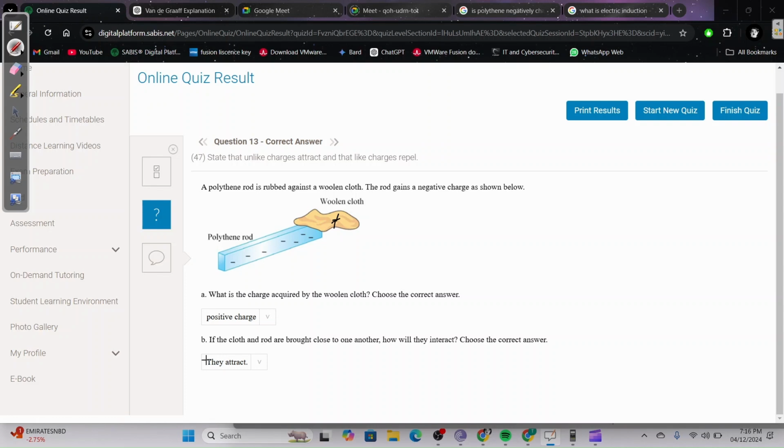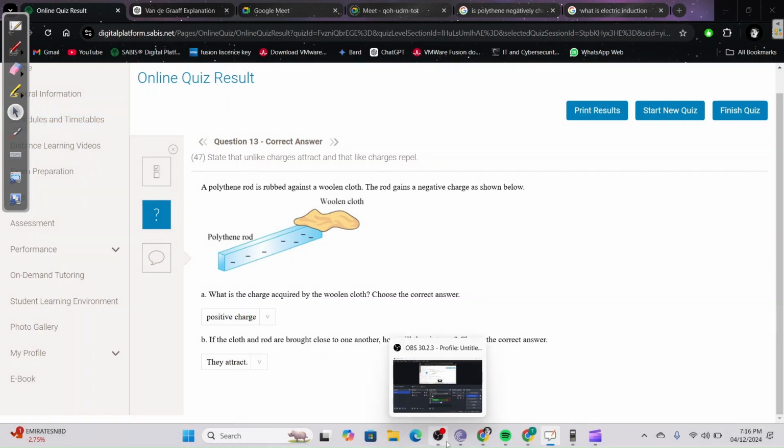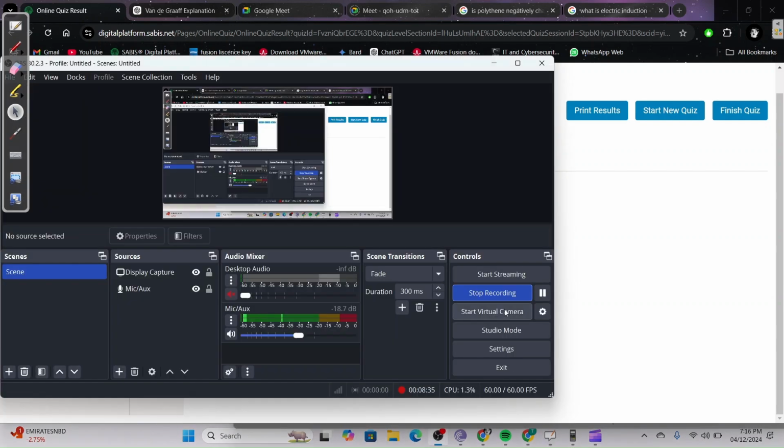If the cloth and rod are brought closer to one another, how will they interact? Obviously, since this is positive and this one's negative, they're going to attract. Like forces repel, opposite forces attract. So that's the end of this question. Question 14, I answer in the next clip. So good luck, guys.